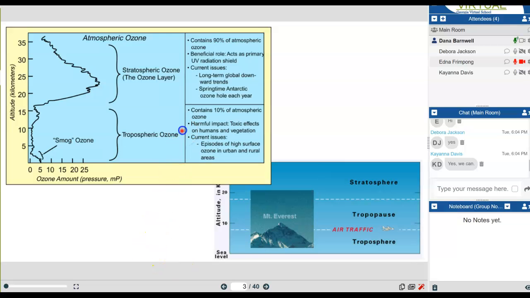The other piece to this is to understand, again, that Mount Everest reference as we move from the troposphere through the tropopause and into the stratosphere.